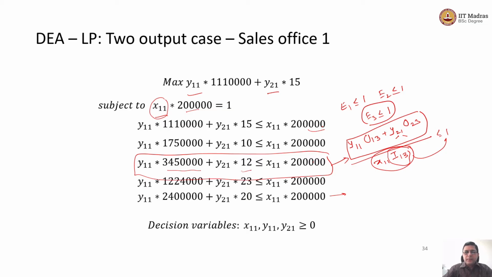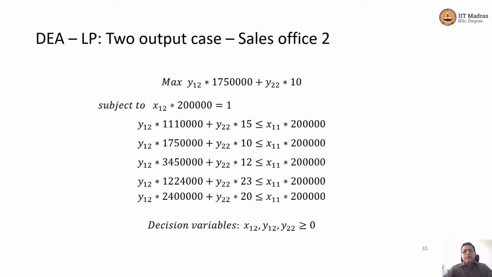Okay, one more example, sales office 2. How will you formulate the numerator? The numerator is the weighted output that needs to be maximized. The weights are Y12 and Y22, the output weights. So first input, second DMU; first output, second DMU; second output, second DMU. So these are output weights, Y values, output weights. Maximizing the weighted output is the objective function.